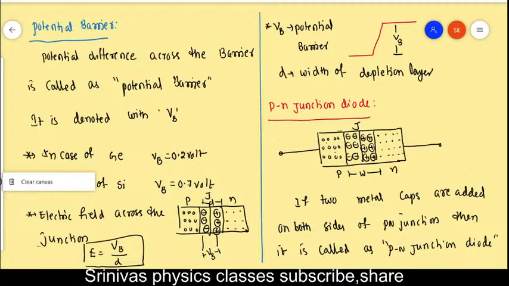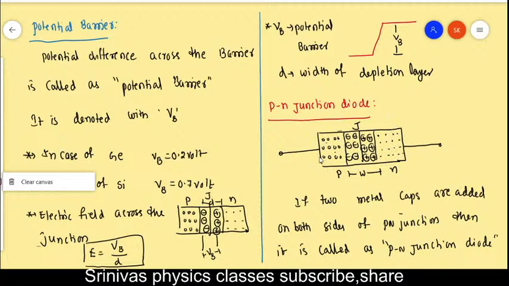Okay, now we are discussing the PN junction diode, right? I am explaining it again. You see here, this is the PN junction: one side P type and the other side N type. What is the PN junction diode? One side is the P type and the other side is the N type. This is the PN junction diode.